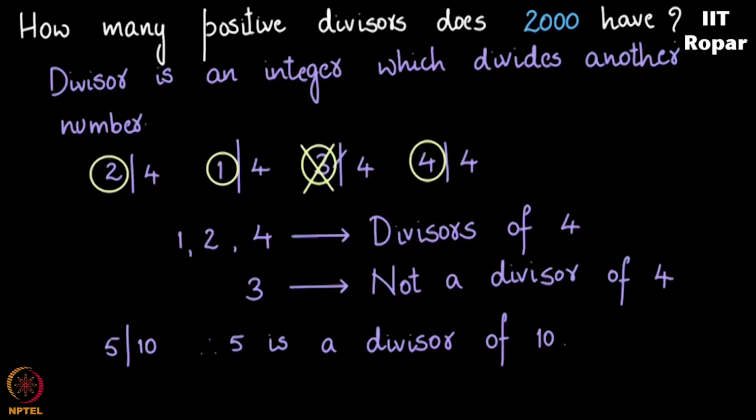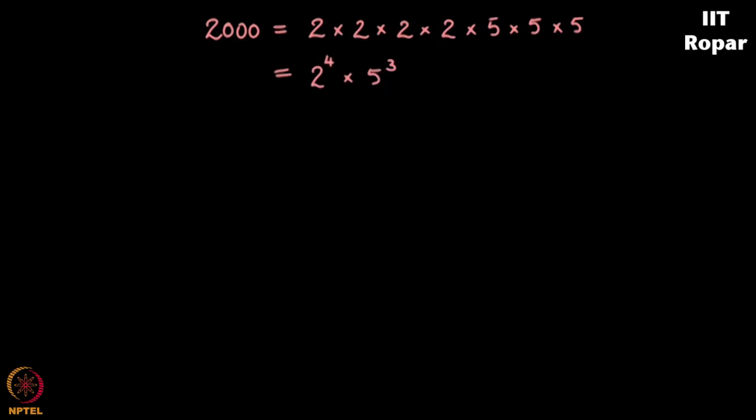How many positive divisors does 2000 have? Let me write 2000 as a product of its prime factors. So 2000 is equal to 2 into 2 into 2 into 2 into 5 into 5 into 5. Yes. So this is equal to 2 to the 4 into 5 cube. So this is same as 2000.